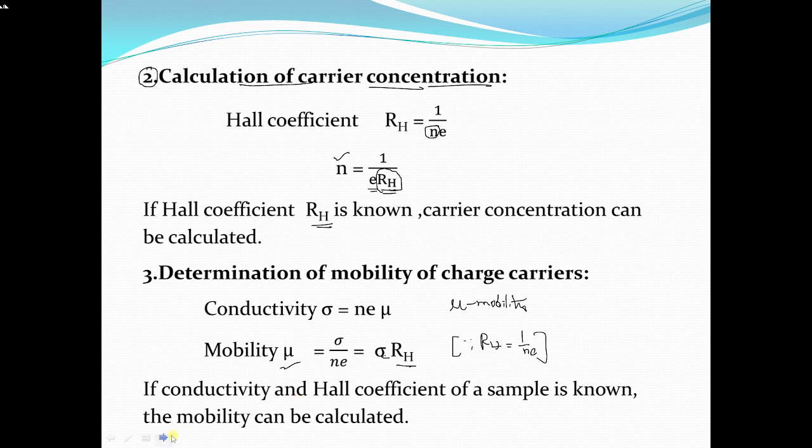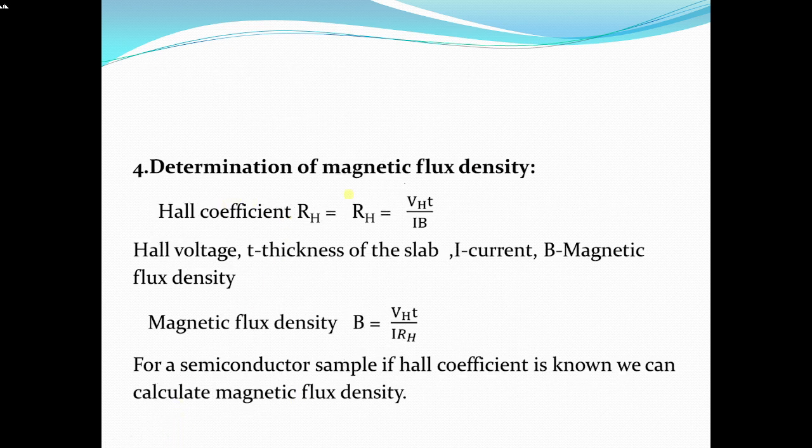Next application is determination of magnetic flux density. From the experiment, we know Hall coefficient R_H is equal to V_H t by IB. V_H represents Hall voltage. t represents thickness of the slab. I represents current. B represents magnetic flux density.